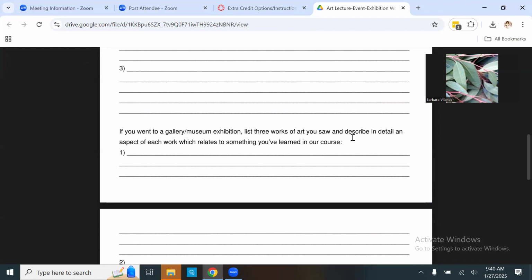Now, sometimes you have to stretch a little bit on that, okay? Because, for example, if you're in the history of photography class, the Atkinson Gallery may not have photographs, okay? So you may have to talk about framing or cropping or something like that, okay? Just try your best to relate it to something we learned in class.